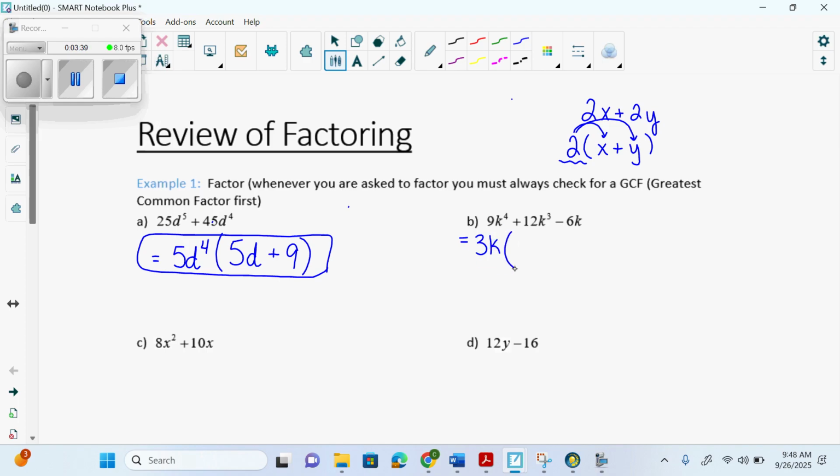Then I look at each one. So now I say 9k^4 divided by 3k. What's 9 divided by 3? 3. k^4, take out a k, k to the 3. Plus 12 divided by 3 is 4. k^3, take out a k, k to the 2. Minus 6 divided by 3 is 2. And k, take out a k. Gone. You're done. All right? Kind of makes sense? We're going to see how you do.